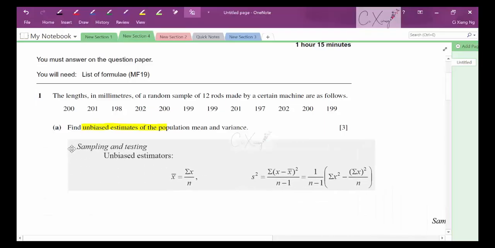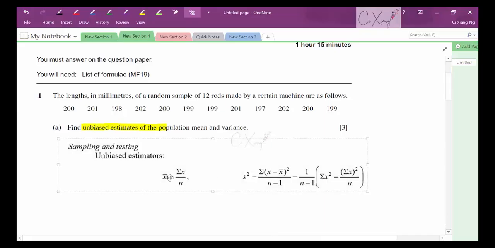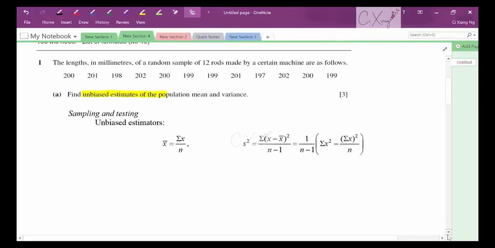You can see that this is the formula that we should use to find the unbiased estimator for the mean. And for the variance, you can have two options. This is the first option and this is the second option. According to the data that we have here, I think the second option is a better formula for us to use. Okay, so let's start.